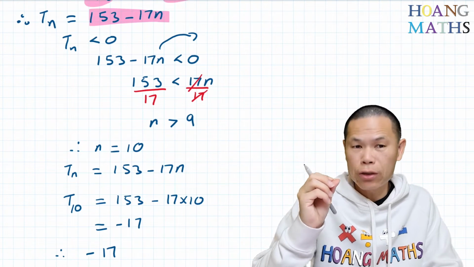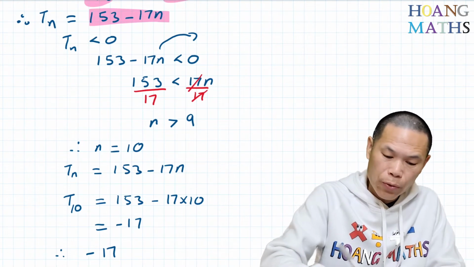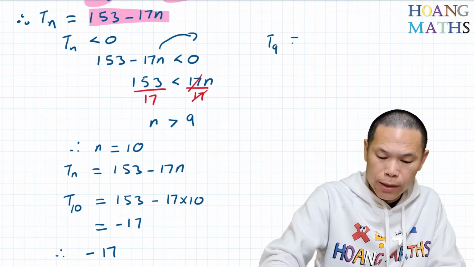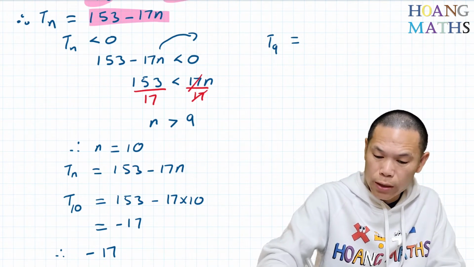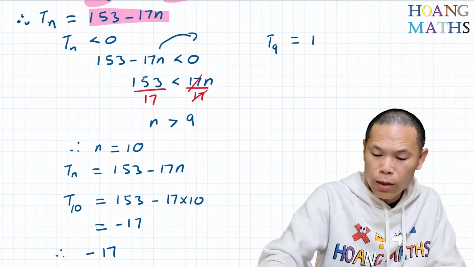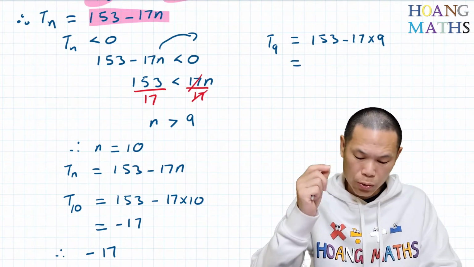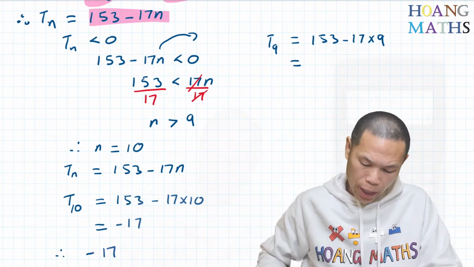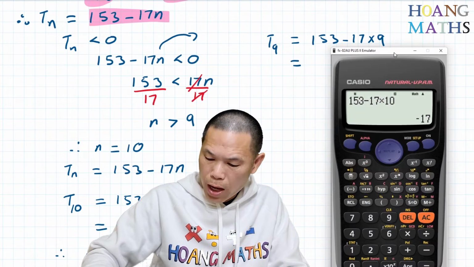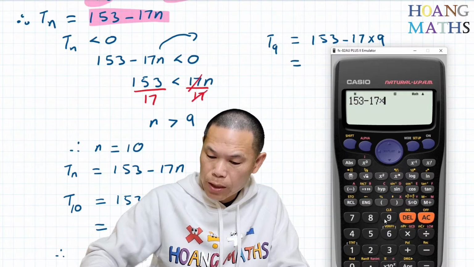You can check. If we take term 9, it should be positive. So let's check T9, which is 153 minus 17 times 9. It should give me a positive number because the 10th term is where it starts being negative, okay? So let's check it out: 153 minus 17 times 9.